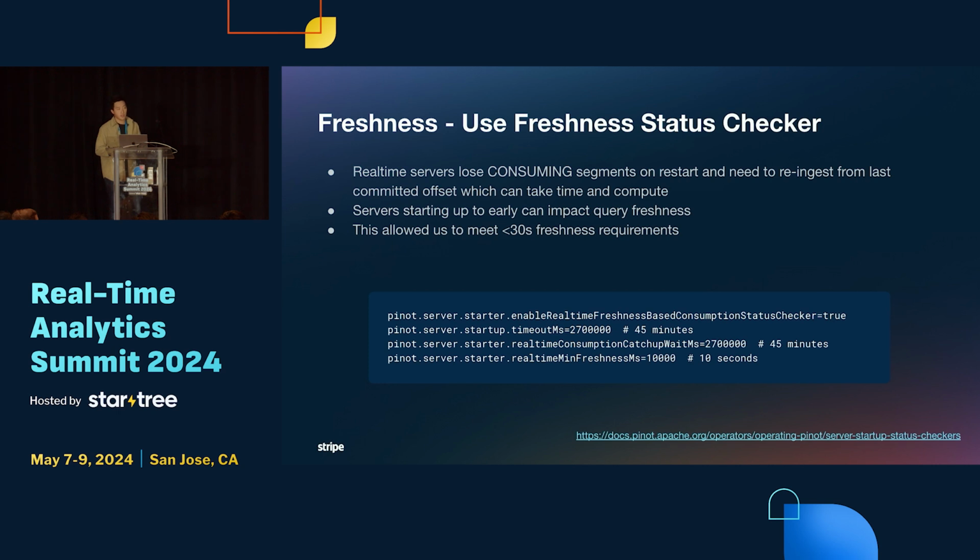Using a fixed timeout isn't desired because you might come up too soon and start serving stale data. In order to mitigate this, we made the freshness status checker, which waits until the events reach some minimum threshold of freshness before the server is marked as healthy. And this checker will also set the server healthy if it reaches the max offset of the stream, so it can handle low volume topics as well. This was a pretty significant improvement to our freshness SLCs and ensured that we were staying relatively close to them.